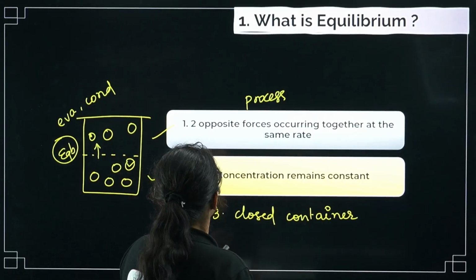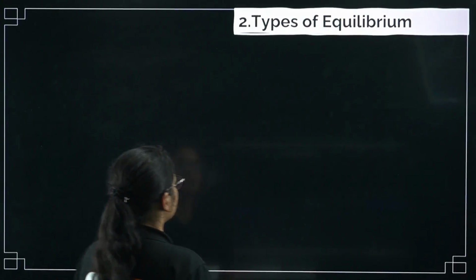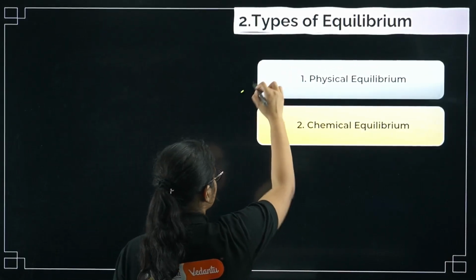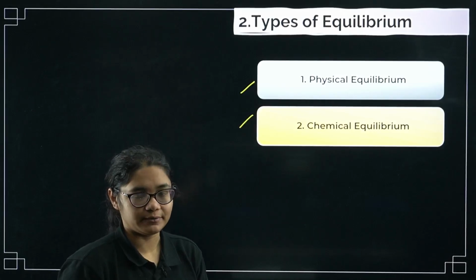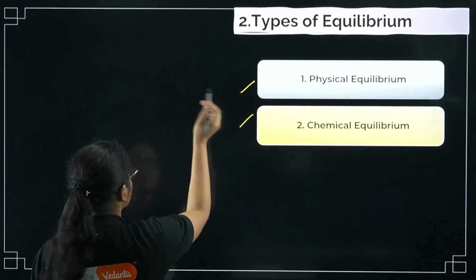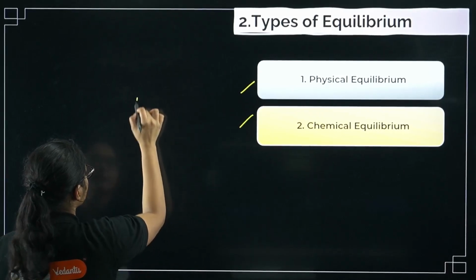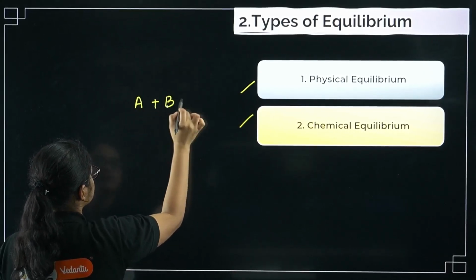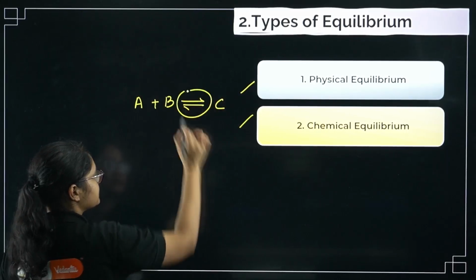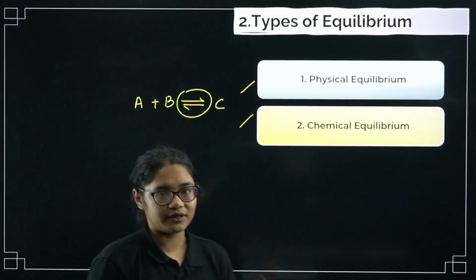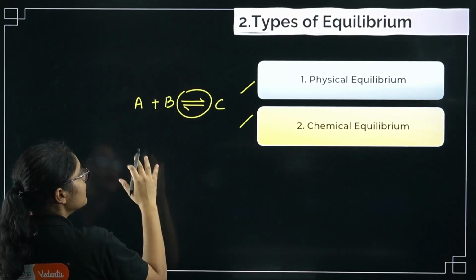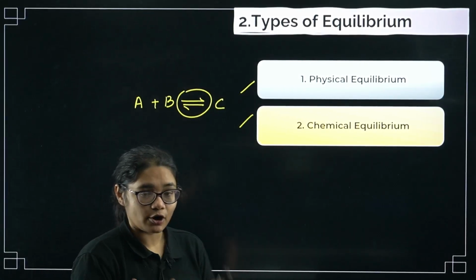Next, types of equilibrium. Basically we have 2 types of equilibrium, physical equilibrium and chemical equilibrium. Physical equilibrium means, suppose a reaction is there. How is equilibrium denoted? For example, I am writing A plus B gives you C. This symbol represents that the reaction is at equilibrium. Now physical equilibrium means where the physical processes are considered, not chemical reactions.